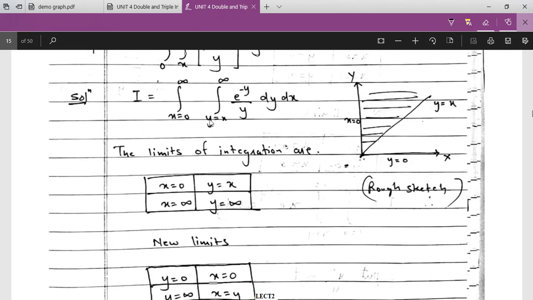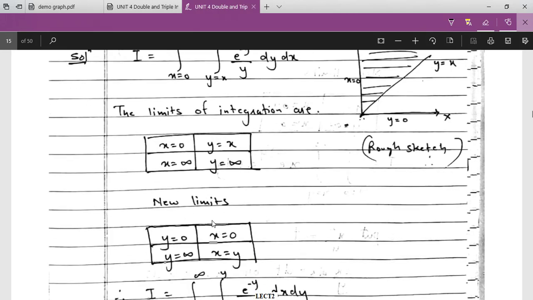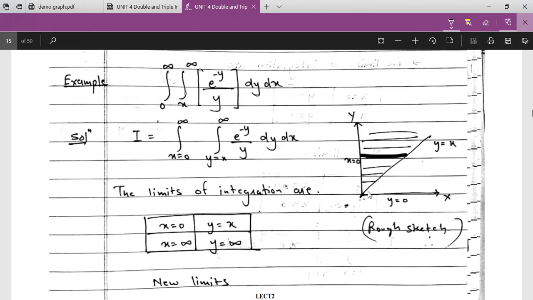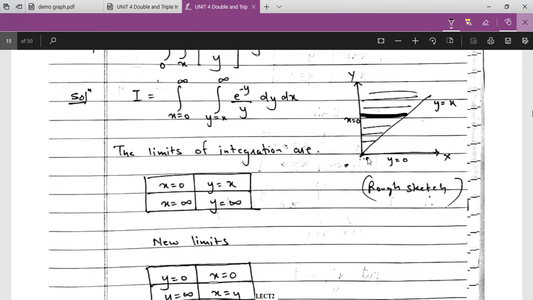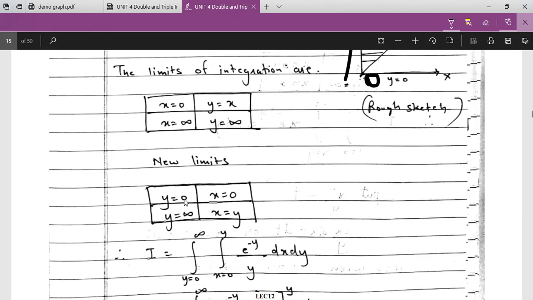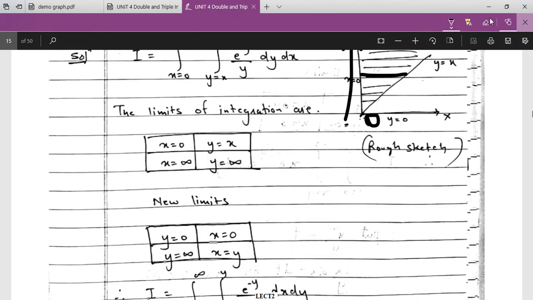Therefore the new limits will be, now what I'll do is, I have to change this y in terms of x, and x in terms of y. Therefore y is equal to 0, x equal to 0 to x equal to y, this particular line, right? And y will be ranging from y is equal to 0 from here to here, so it is infinity. Fine. So y is equal to 0 to infinity, right?